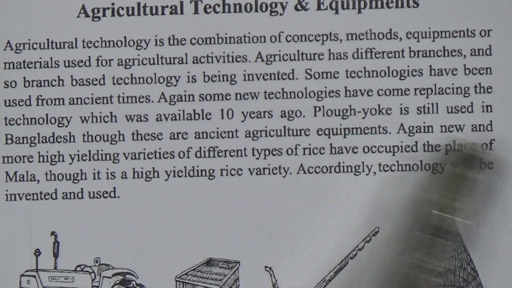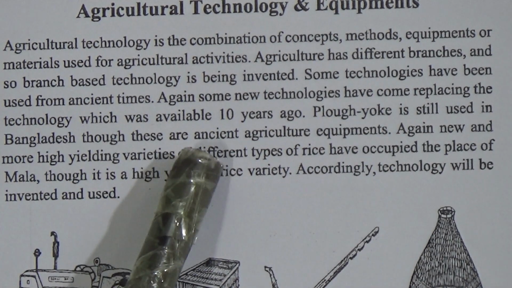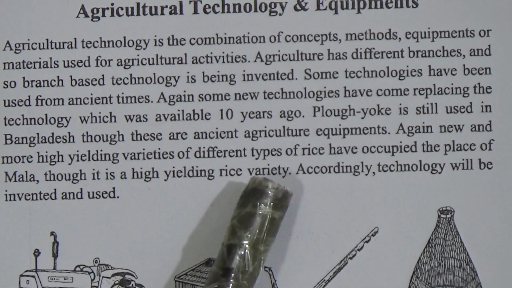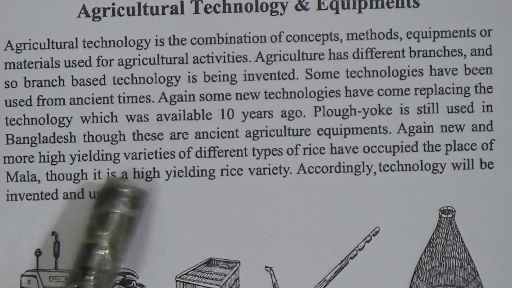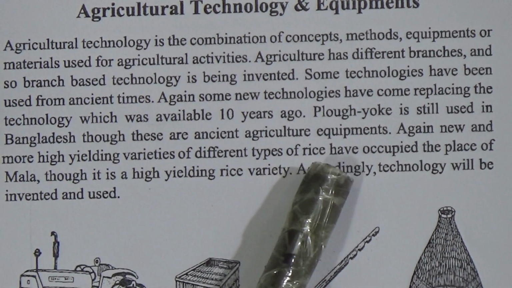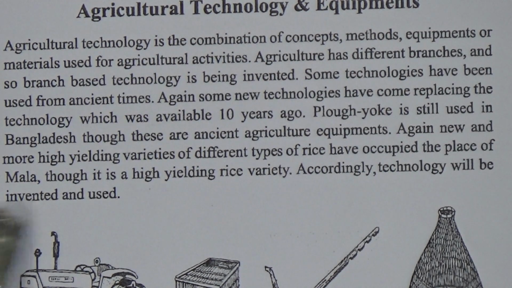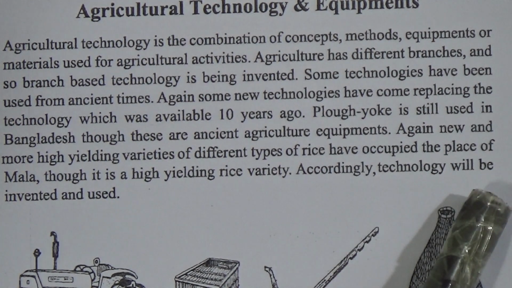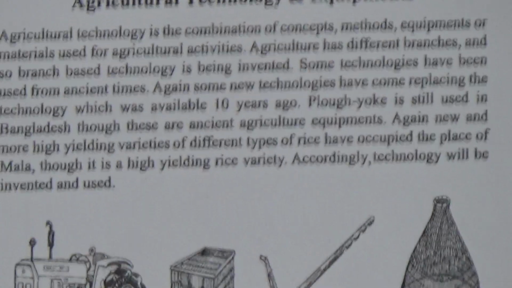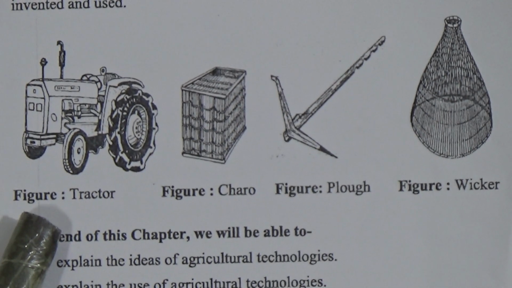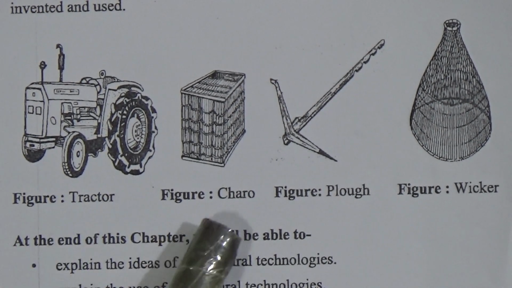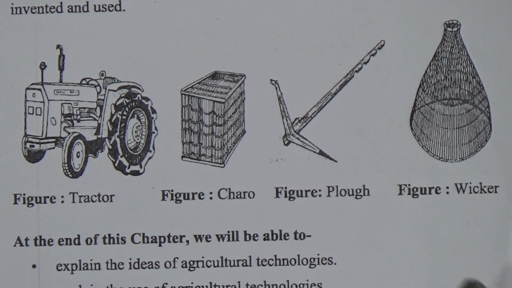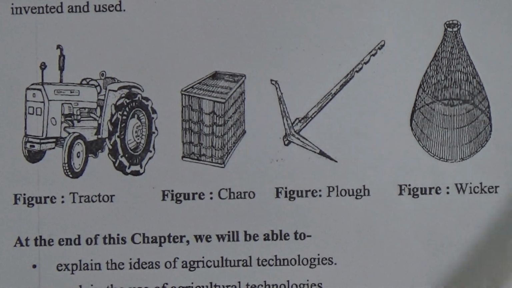Plough yoke is still used in Bangladesh, although these are ancient agricultural equipments. Again, new and more high yielding varieties of different types of rice have occupied the place of mala, though it is a high yielding rice variety. Accordingly, technology will be invented and used. So look here, figure number from the very first figure, it is tractor, then charo, then plough, and last one is weaker. Dear learners, now we will go to our page number 11 to start from lesson 1.